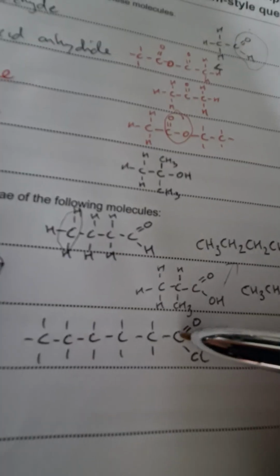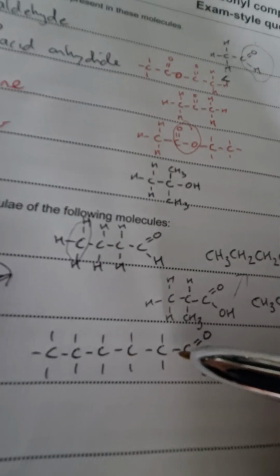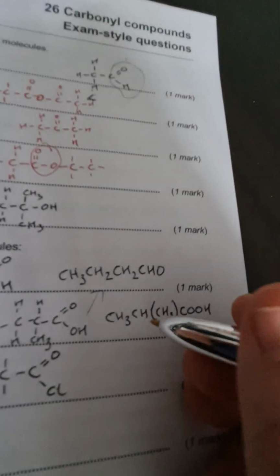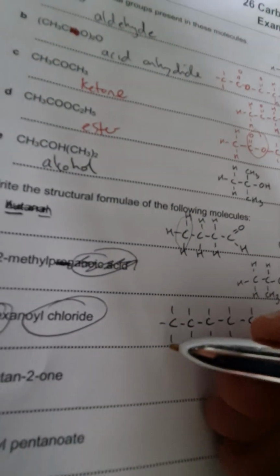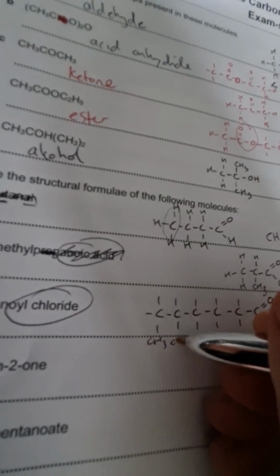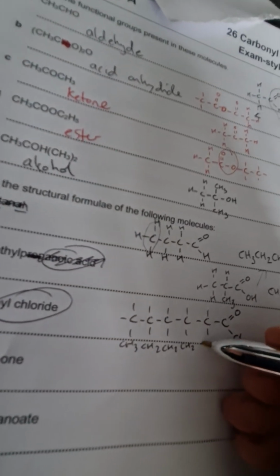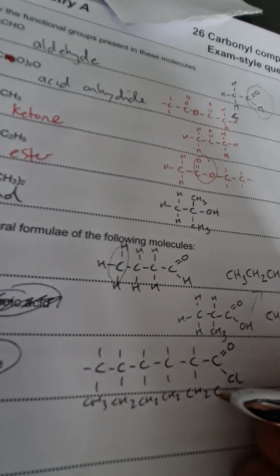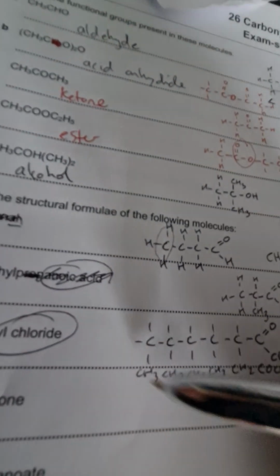Chlorine's in group 7, so it needs to be bonded to 1. Oxygen's group 6, so it's going to be bonded to 2. And each carbon has got 4 things coming out of it as well. And again, I could go through the same process of converting it into that format if I want to. I would go CH3, CH2, CH2, CH2, CH2, COCl. Okay, so that's potential. So I'll just do one bit at a time and convert it into that if I needed to.